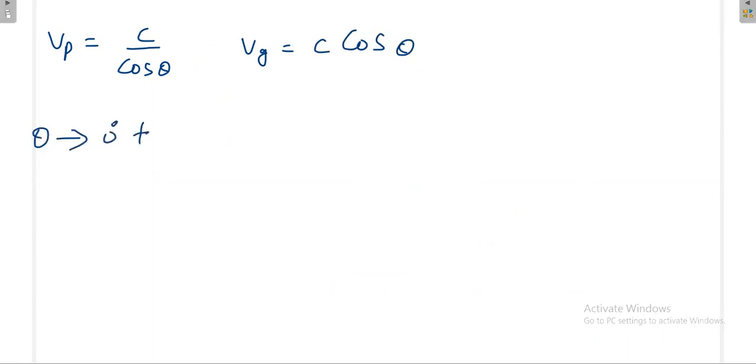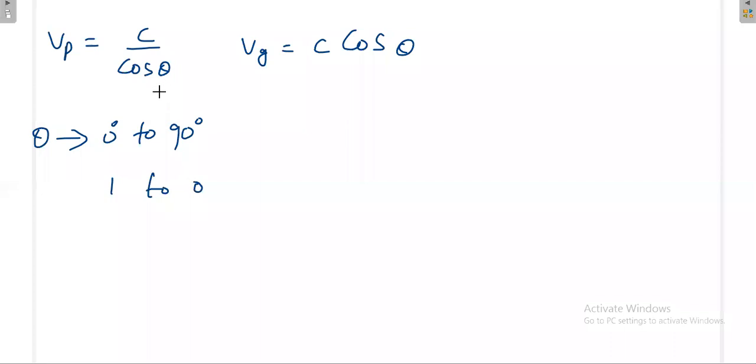It is from 0 degree to 90 degree only. What is the range of theta? It is from 0 degree to 90 degree. Once you go from 0 degree to 90 degree, what will happen to the values? The value will go from 1 to 0. Is it correct? Yes, it's correct. Again, the value will go from 1 to 0.